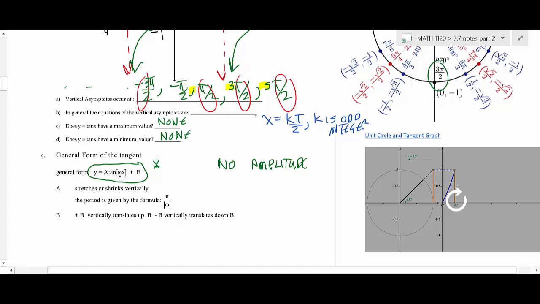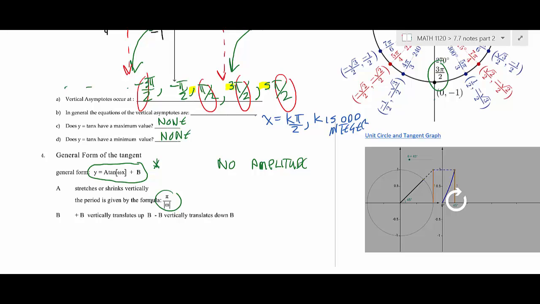Omega is basically the change in the period, so this time the formula is pi over omega. That's different than sine, cosine, secant, and cosecant, which are 2 pi over omega. So you have to pay attention to that. And then the B is the up, down shift like we talked about. Any questions about the basic graph so far? Give me some feedback.